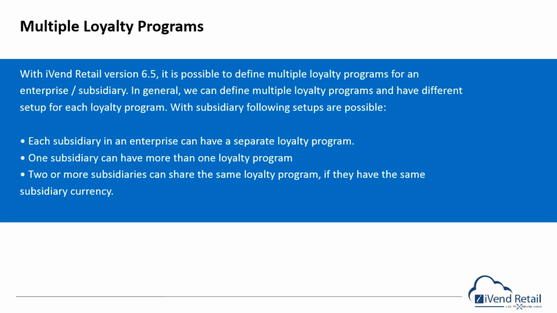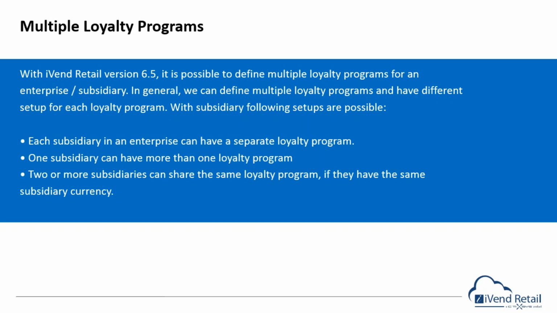So let's say you have loyalty program A that could run at subsidiary 1 and subsidiary 2 as well, right? And we have to make sure that the subsidiary currencies are the same. All right, if the subsidiary currencies are the same, then we can run the same program all across. So this is again one of the best features that we have added to iVend 6.5.